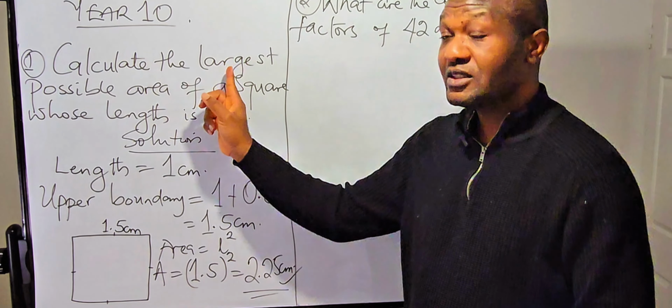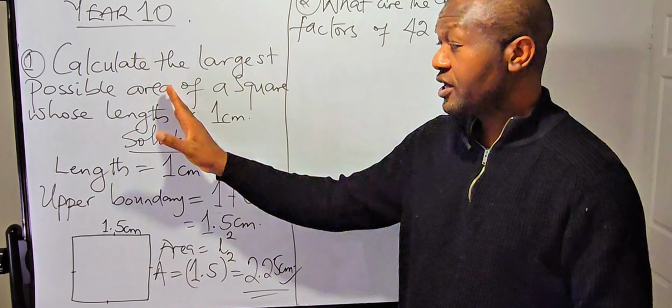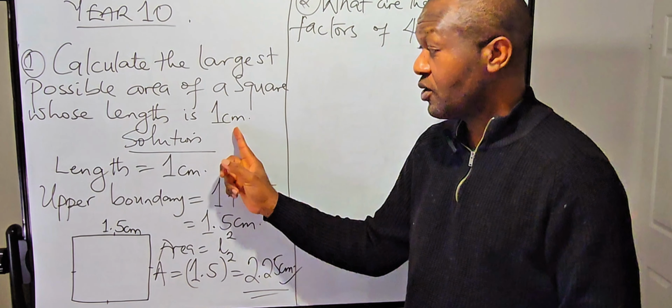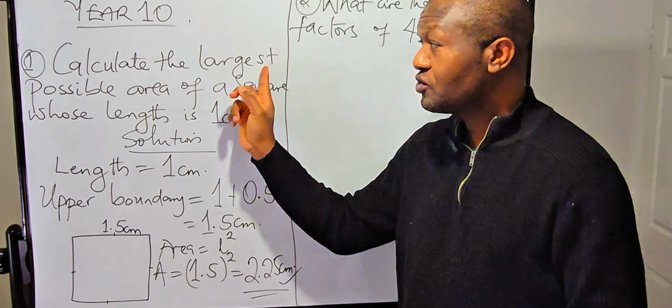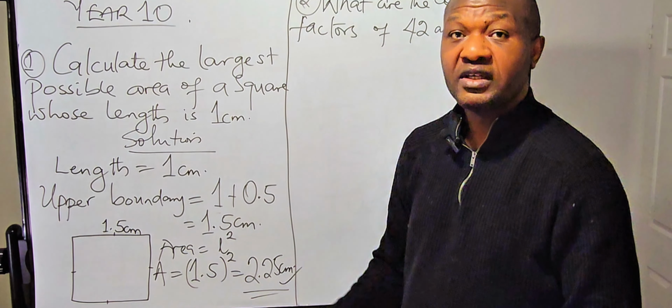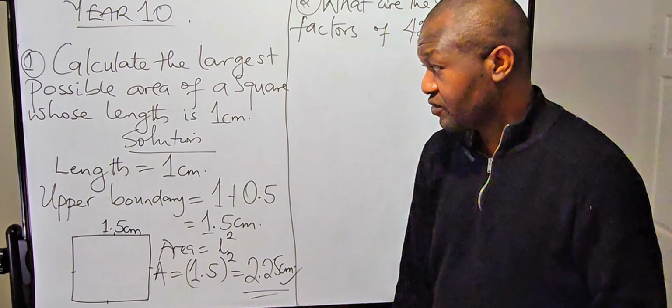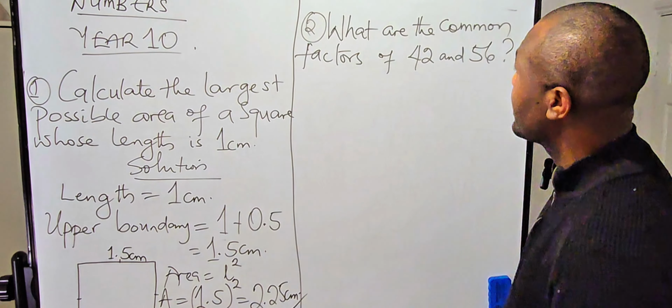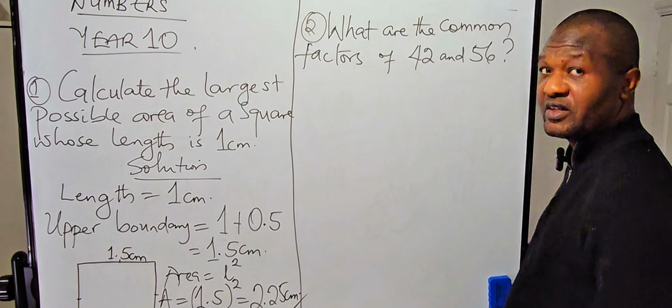If they didn't say the largest possible area, if you've been asked to find the area, you just use 1 times 1 or 1 squared. But if they tell you to find the largest possible area, add 0.5 to get the upper boundary, and then you solve from there. The next question says, what are the common factors of 42 and 56?